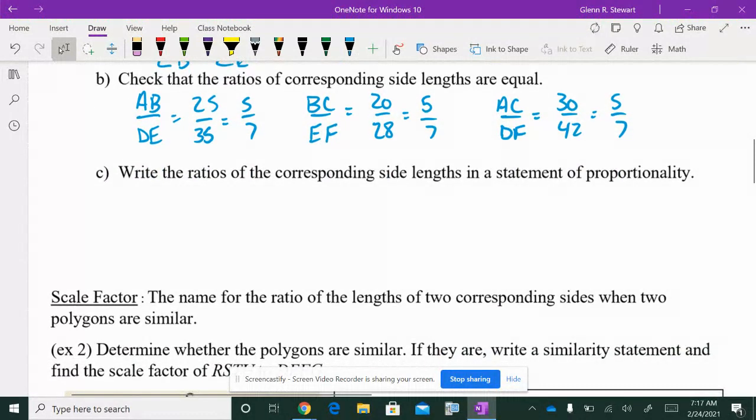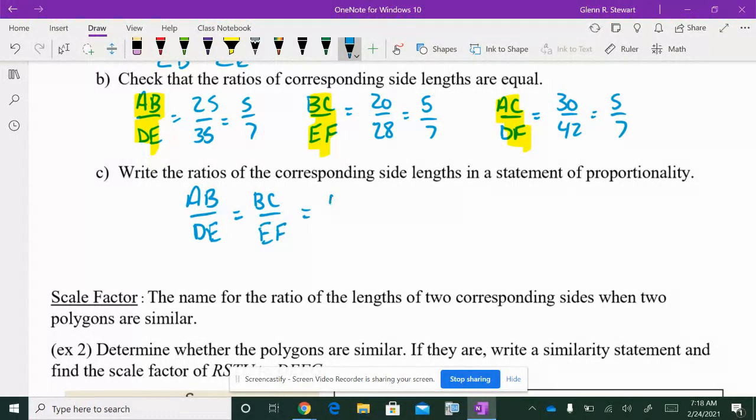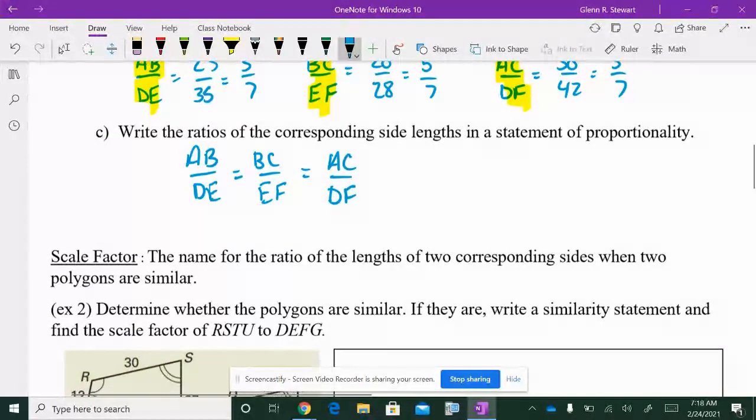So now that those are all the same exact ratio, I can write the ratios of the corresponding side lengths in a statement of proportionality. Essentially all I'm doing in the statement of proportionality is taking the proportions that I first started with from the sides, not the 5 over 7 that I found, and setting them all equal to each other. So AB over DE is equal to BC over EF, which is also equal to AC over DF. Again, if you need some help on this, please make sure to rewind the video.